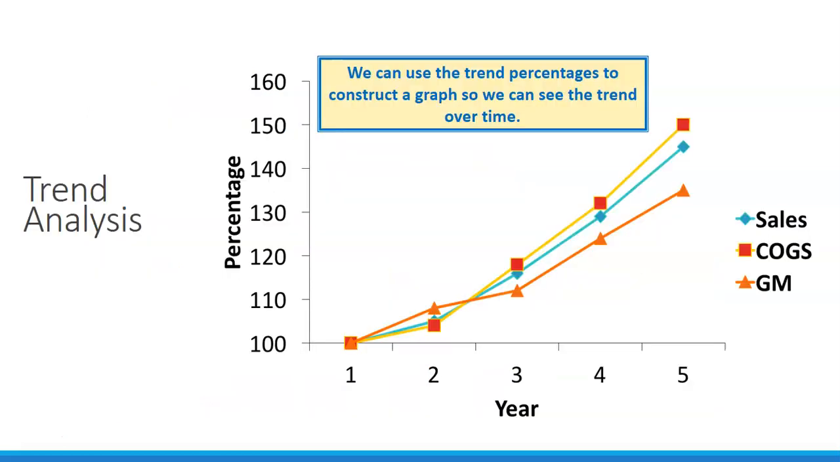We can then graph the information from our trend percentages, and we can see how that information is going up. We do see that the cost of goods sold have been increasing from years 3 to 5 at a higher rate than our sales have been, which makes our gross margin not increase as much because we have a higher cost.